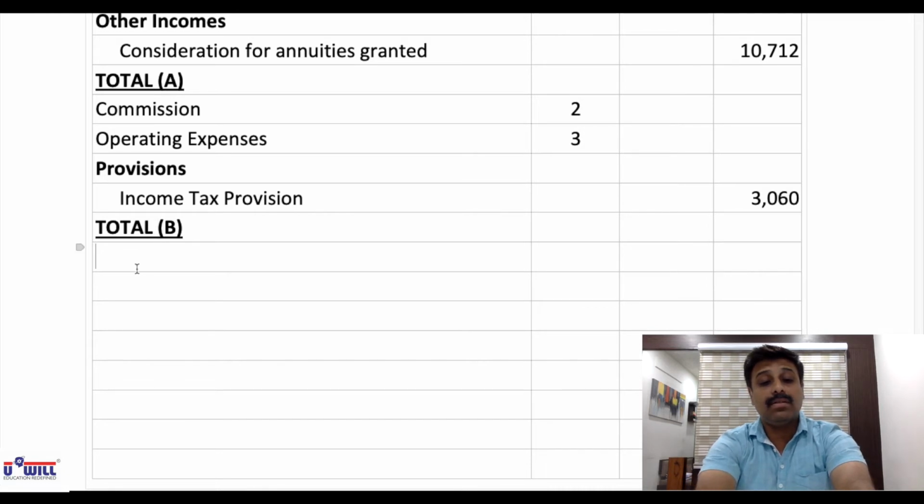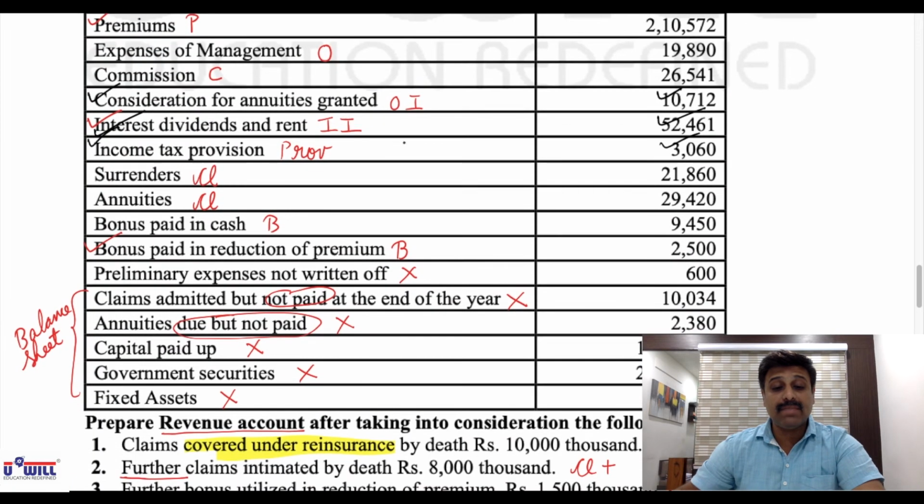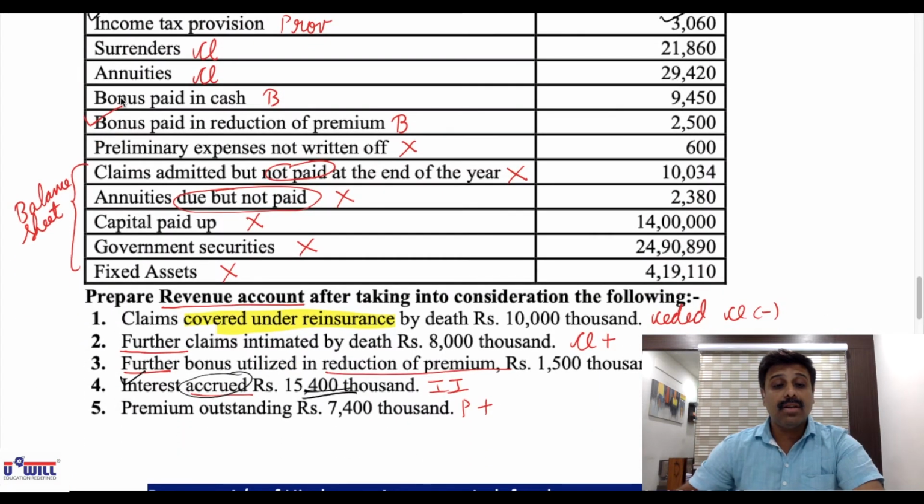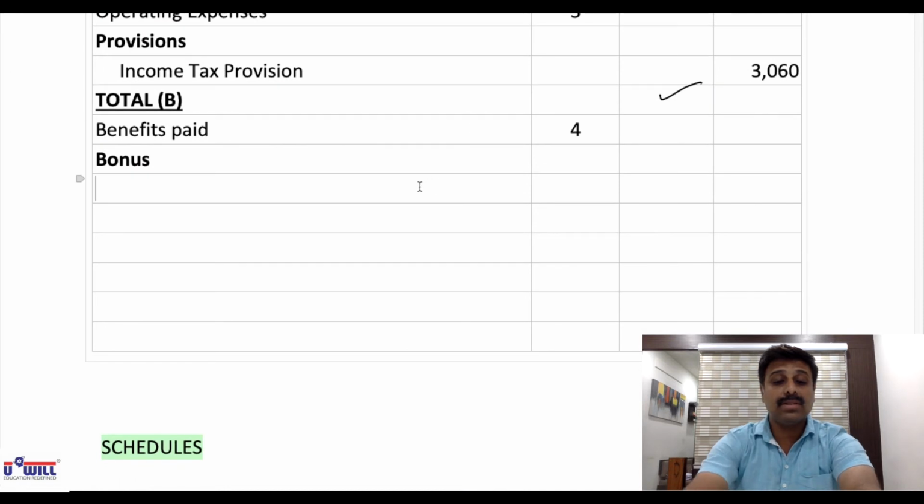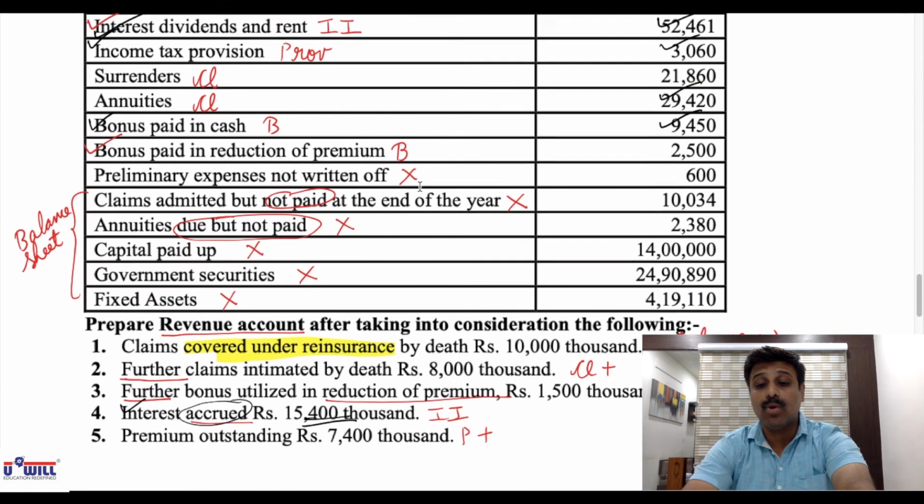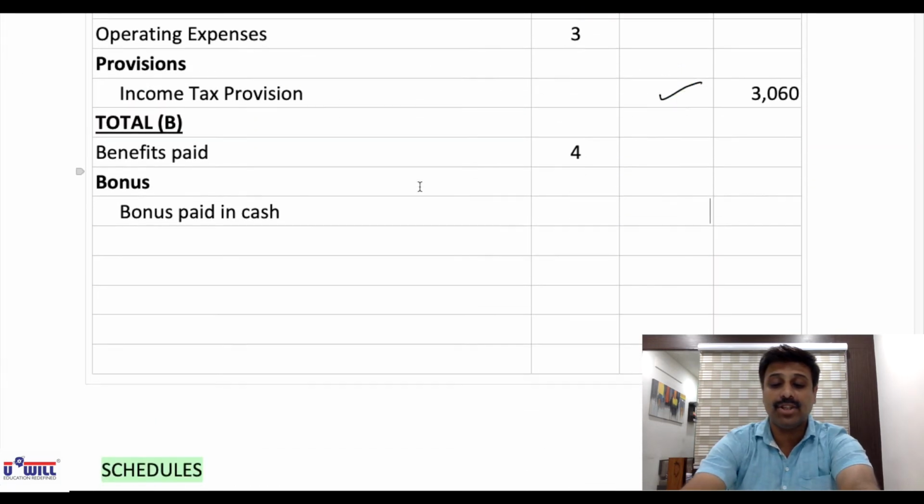Then after second part, third part, now benefits paid, that we will show in schedule number 4, so right now we'll not show it. Then we have bonus. All the items marked as B, bonus, will be taken in consideration. First we have this bonus paid in cash 9450. So all of you write down bonus paid in cash, inner column, first column of amount, 9450.